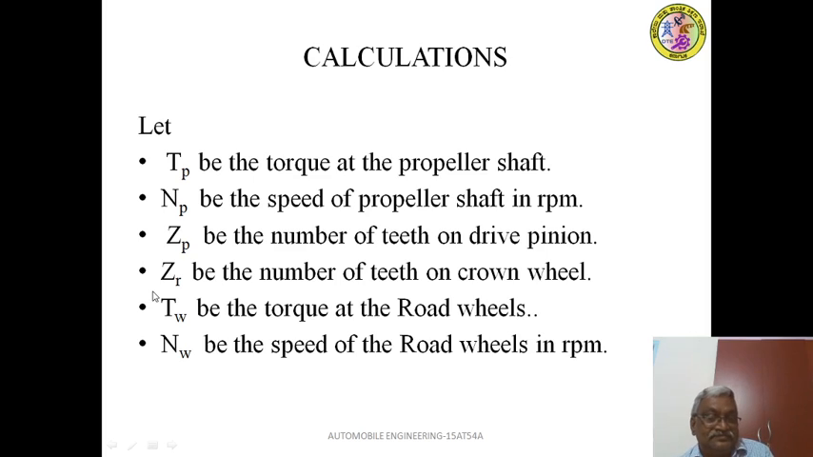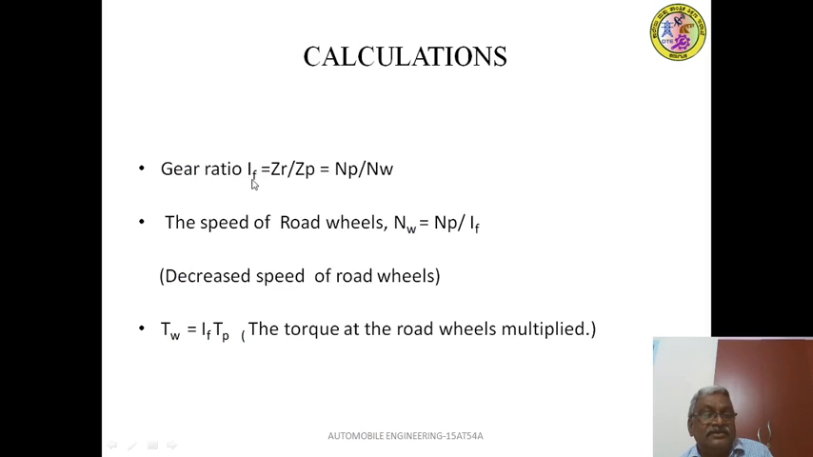Here this pinion is the driving gear, crown wheel is the driven gear. So we know how to calculate gear ratio: i_f equals teeth on driven gear divided by teeth on driving gear. That is also equal to speed of driving gear divided by speed of driven gear. Speed of driving gear means speed of propeller shaft. Speed of driven gear means speed of road wheels.